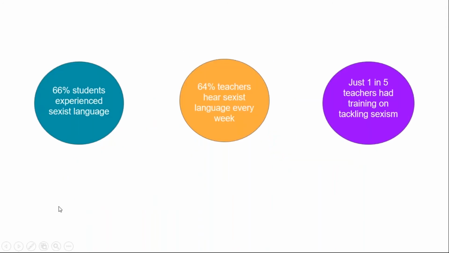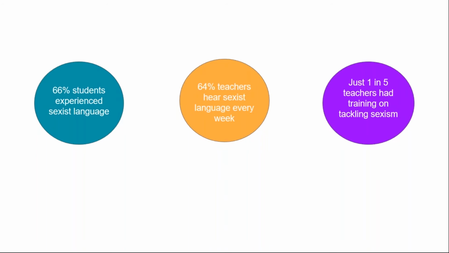But also looking at a specific issue to do with language, some research done by UK Feminista showed that 66% of students in secondary school experience sexist language, and 64% of teachers hear sexist language every week in secondary schools. And actually, that's becoming a lot higher in primary schools now, really shockingly. I think that was 1/3 of teachers hearing sexist language every day, on a daily basis.